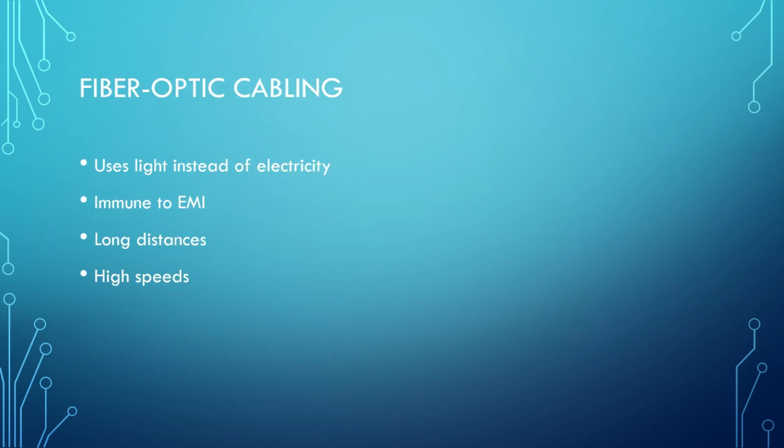An alternative to the usual copper and Ethernet terms of cabling includes fiber optics. Fiber optics uses light instead of electricity. It's immune to electromagnetic interference, and is pretty good for long distances over high speeds.